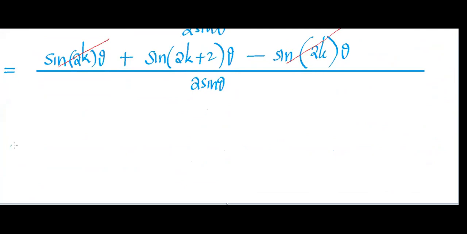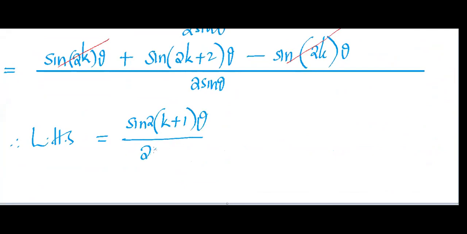Therefore our left-hand side is also equal to sine of, if that 2 goes out, you'll get k plus 1 theta divided by 2 sine theta, which is exactly. Excuse me, sir, please.